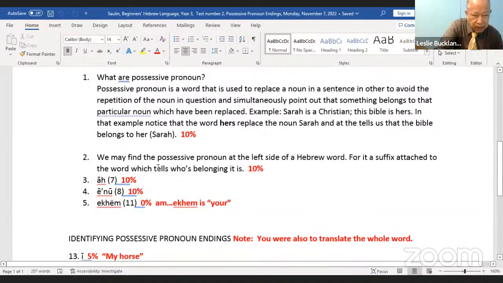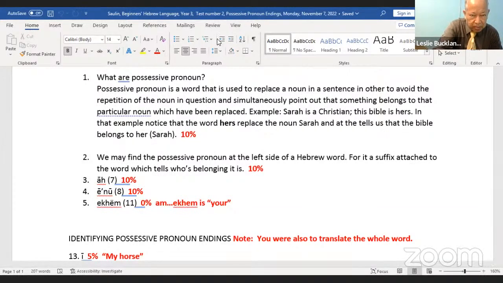Okay, let me look at the test and see the question again. Ekem. I think I was asking for kames mem, and ekem is the possessive pronoun ending, meaning your. Well, let me look at the question just to refresh my memory.